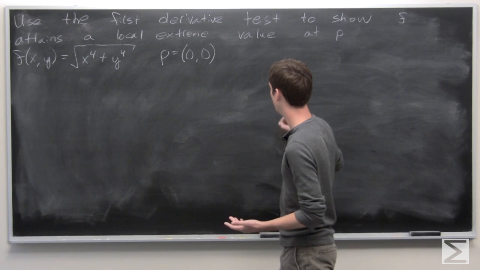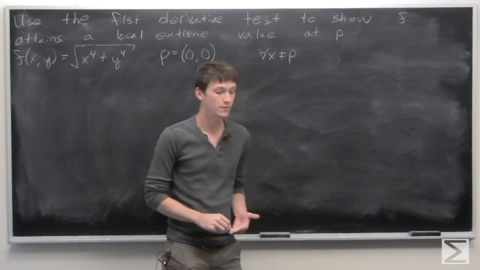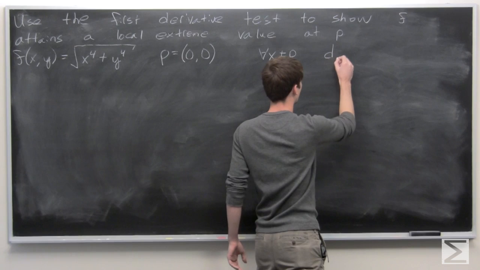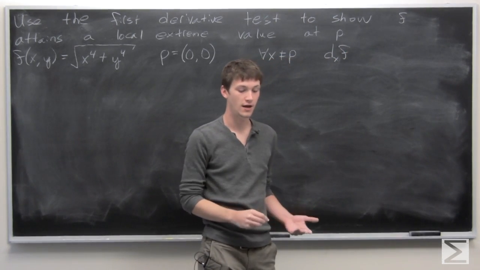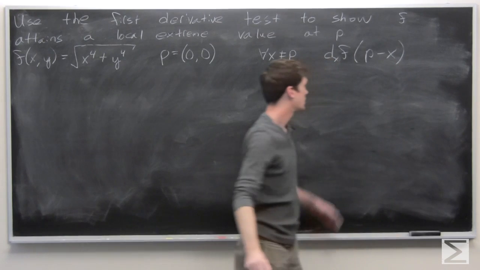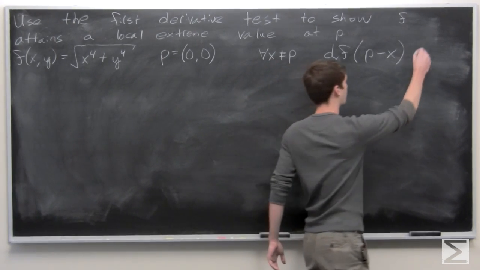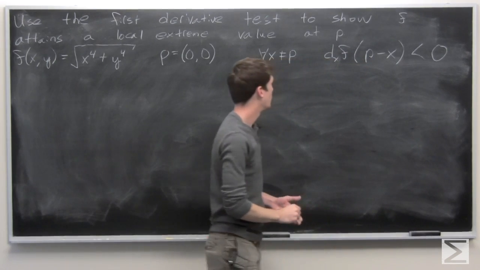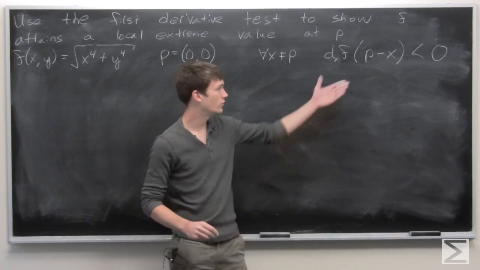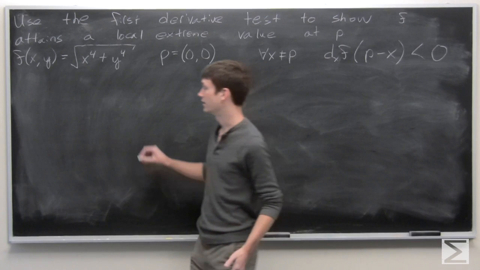So we want to show that for all x not equal to p, so every point that's not (0, 0), the total derivative of f at x with respect to p minus x exists and is less than 0. So we want to show that this is true since we're looking for a minimum. If we were showing that p was a maximum, we would show that the derivative is more than 0 for all points. So let's go ahead and calculate.